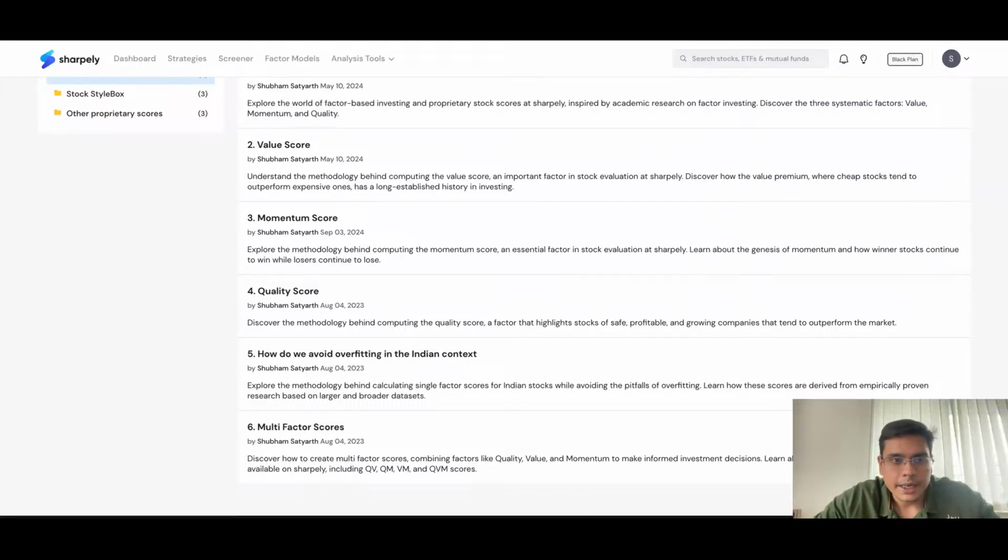The inspiration behind this is research done by Clifford Asness of AQR Management. He's one of the leading quantitative investment managers in the world. AQR does a lot of quantitative research, and we have created these scores based on papers published by AQR. You can read more about the exact methodology in these knowledge base sections.